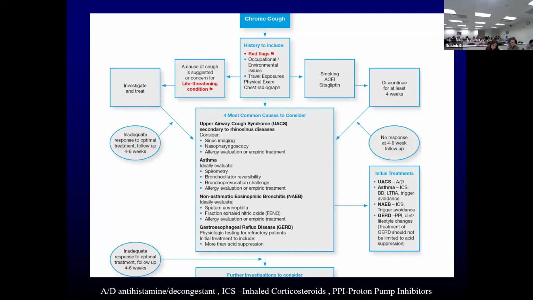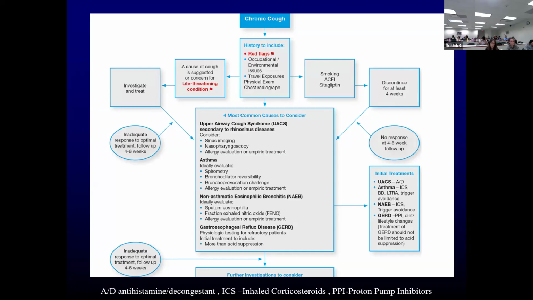Okay. Here is what we need to know. Most patients have more than one problem. So we treat all 4 at the same time. You give nasal steroids, you give inhaled steroids, and you give proton pump inhibitors. 3 medicines will cover 4 diseases.